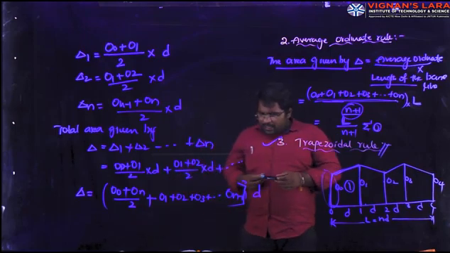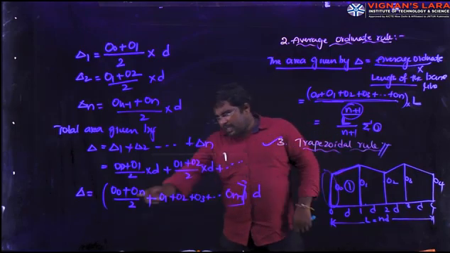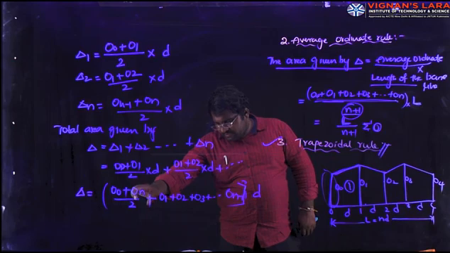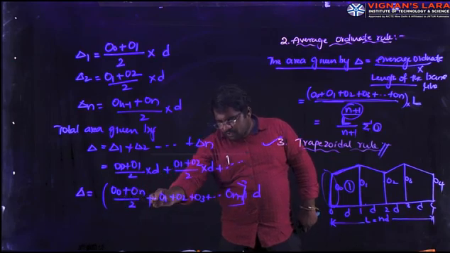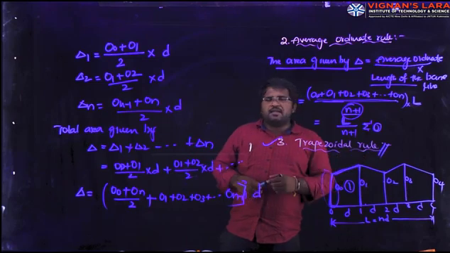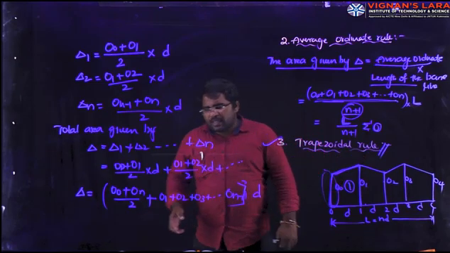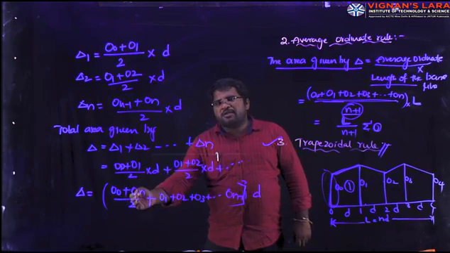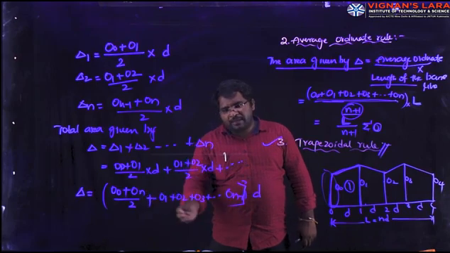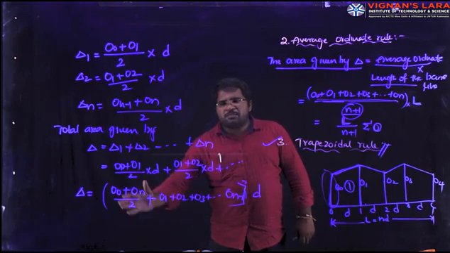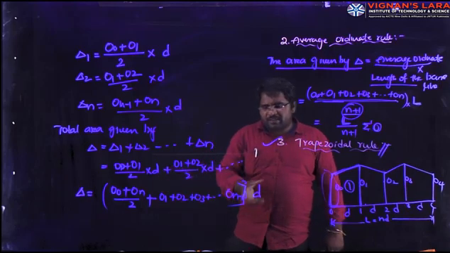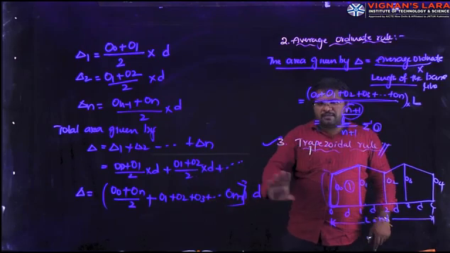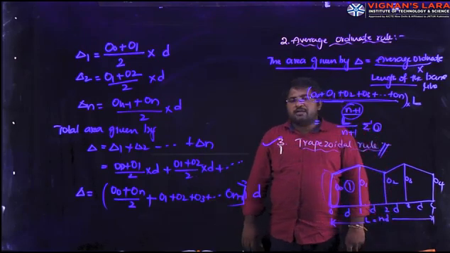It is going to be like this: add the average of the starting and ending ordinates to the summation of the intermediate ordinates, and multiply with the total. The trapezoidal rule definition is: the average of both end ordinates is added to the summation of all intermediate ordinates, and this value is multiplied by the constant distance between the two ordinates, that is D. Okay, so this rule is called the trapezoidal rule.